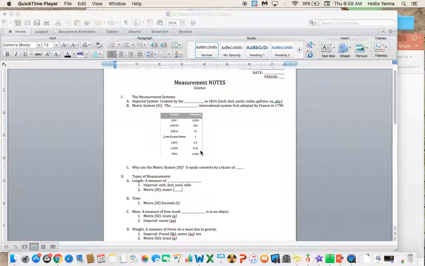It says measurement notes. If you're in 8th grade, you should have a sheet that looks a little bit different. Underneath measurement notes it should say 8th science, and that little table with the metric system should be a little bit more complex with some blanks, because the 8th graders are going to be working a little bit more with the metric system.